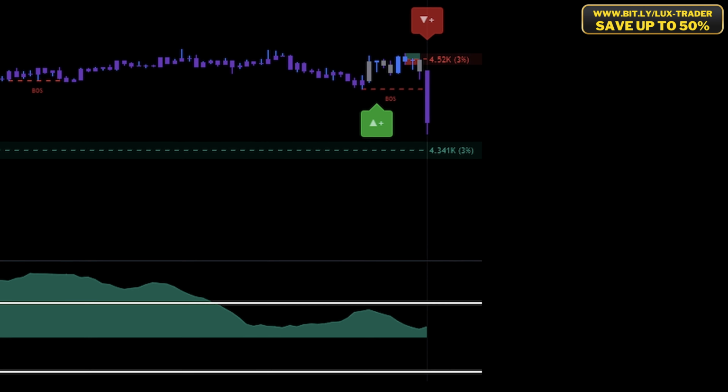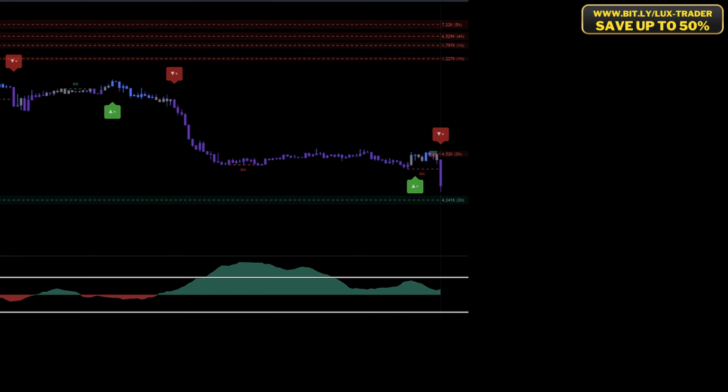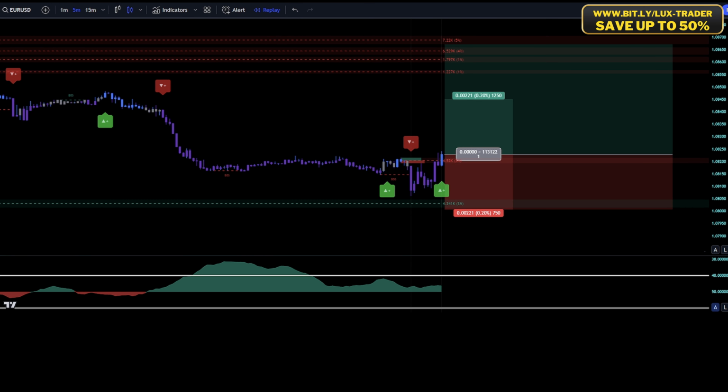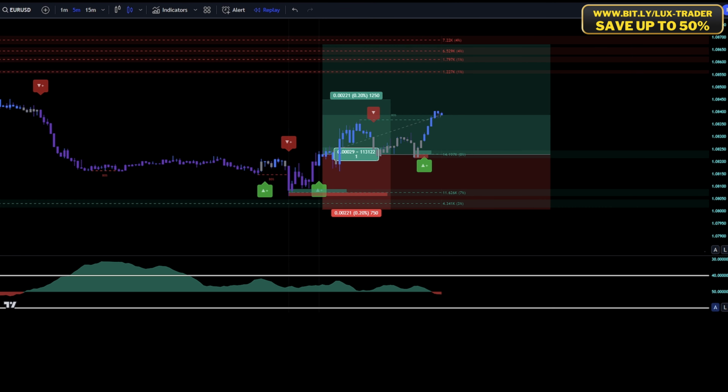Here's another example of a really good long entry. We see the price bounced off the order block, the indicator issued a new buy signal, and the money flow was confirming our entry signal.